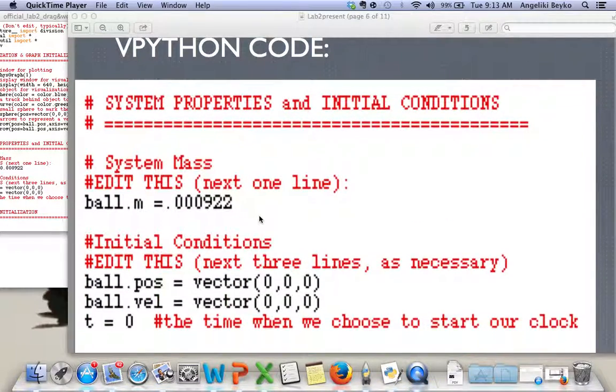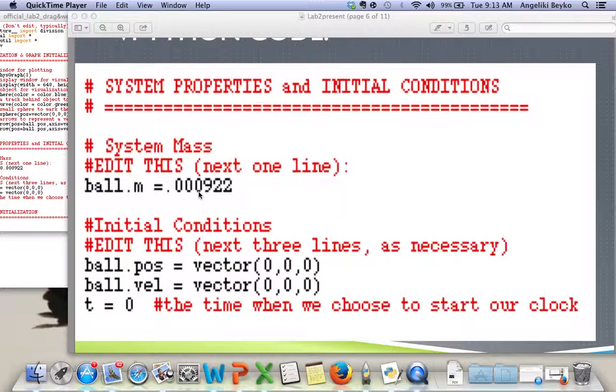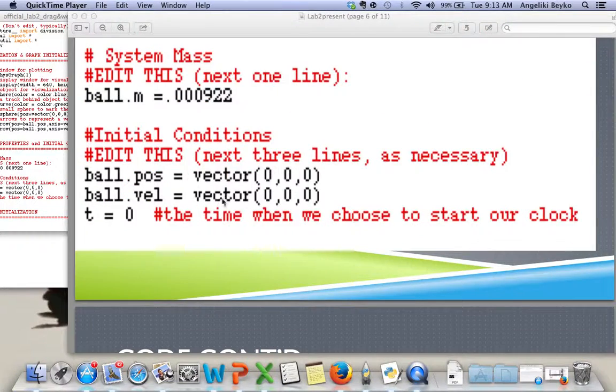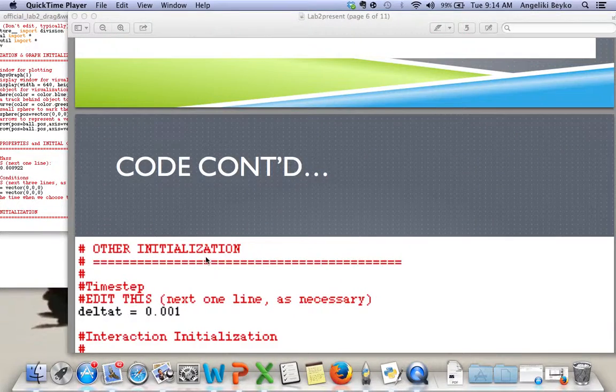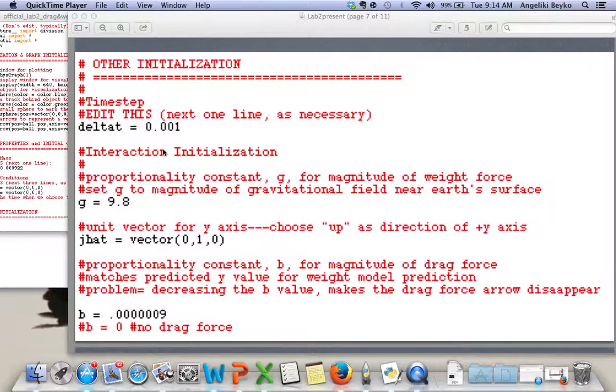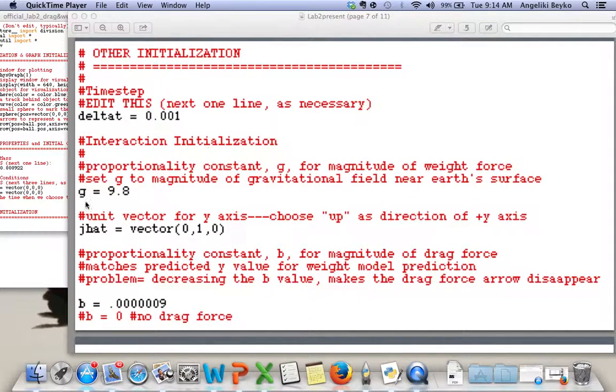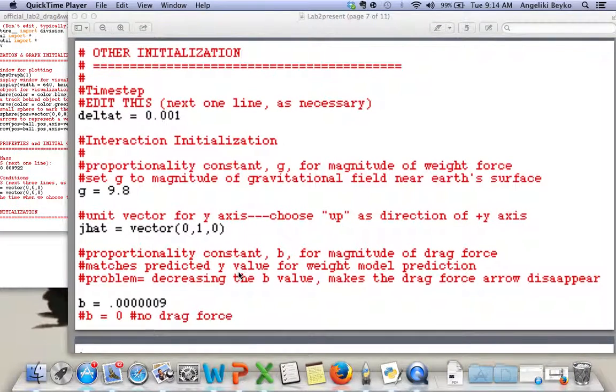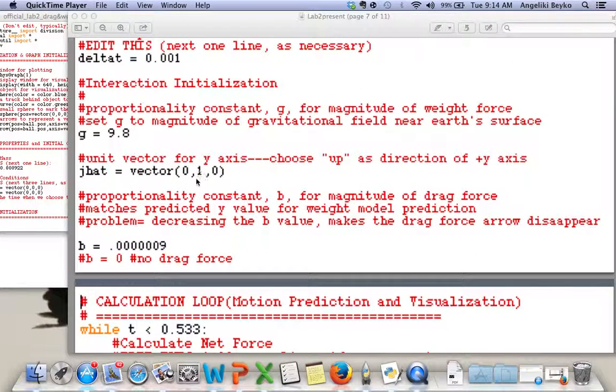So this is the Python code. This ball's mass is 0.000922 kilograms. This is the initial position, 0, that's the origin, the initial velocity, which is 0 because it's at rest. This is the time that we start the clock, t equals 0. This is the continuation of that. The time step is 0.001. The gravitational pull is 9.8. J hat is going in the y direction, which we'll specify later that's negative.